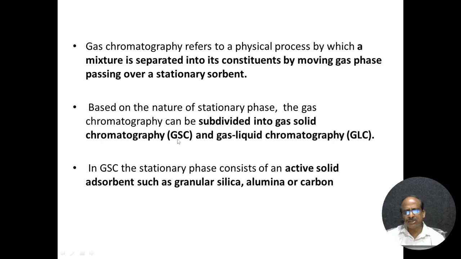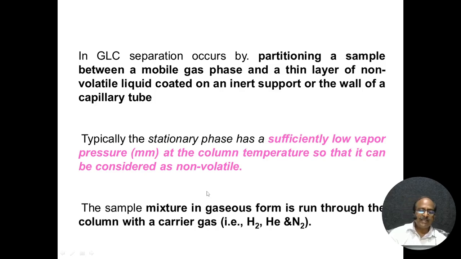Gas is the first letter G, which means the mobile phase is gas. If the stationary phase is solid, it is called gas solid chromatography. If the stationary phase is liquid, it is called gas liquid chromatography. In GSC, gas solid chromatography, the stationary phase is an active solid adsorbent such as granular silica, alumina or carbon.